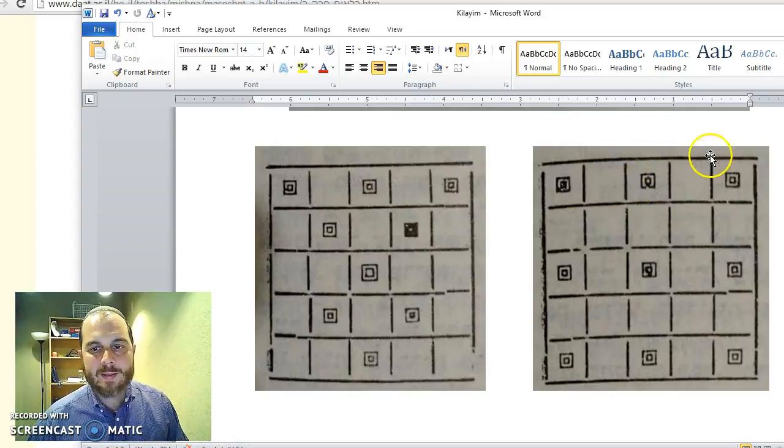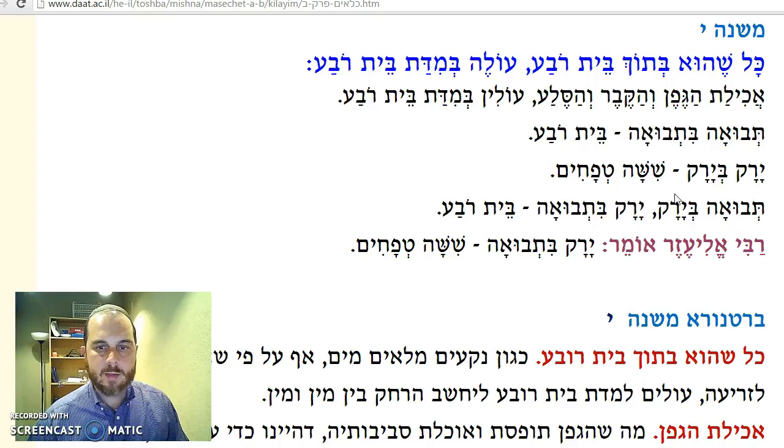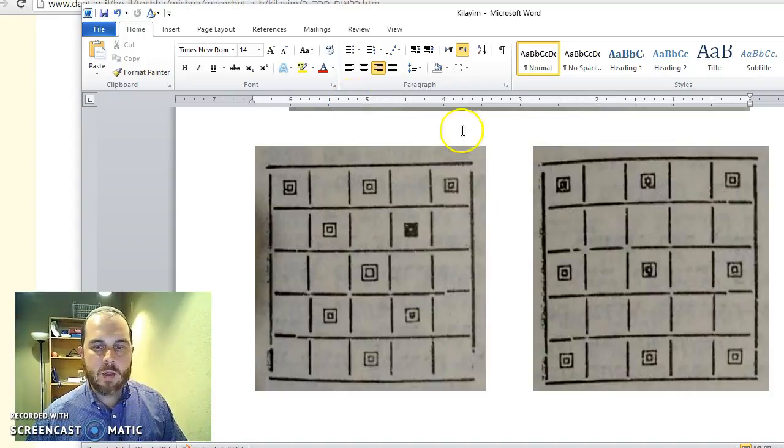Now, what would be considered fallow? What if there were other things in this Beit Rova? Would that count or not? Says the Mishnah, kol shehu b'toch Beit Rova, anything inside the Beit Rova, ole b'midat Beit Rova, counts for the area of Beit Rova. So the Mishnah will elaborate. Achilat gefen, the area consumed by a vine, v'akever v'asela, or a grave, or a sela, a raised rock, or a rocky area, olin b'midat Beit Rova. These count for Beit Rova.